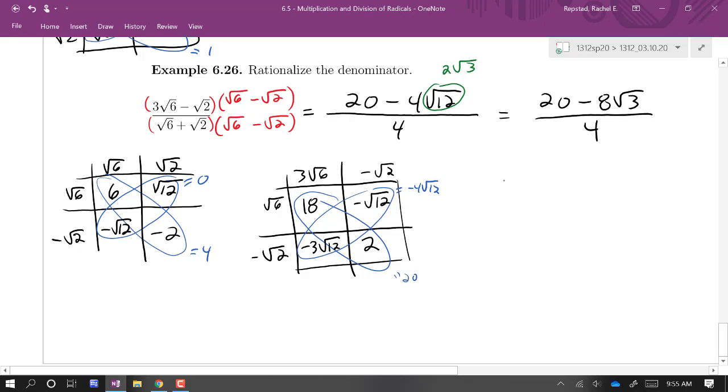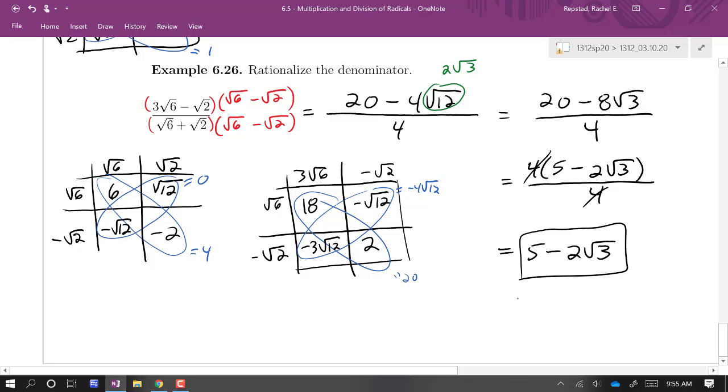Yeah, let's take out a 4 from the top, because we can reduce this. And then we have 5 minus 2 root 3 in parentheses over 4, and then we'll just cancel. So we get 5 minus 2 root 3. These two division problems happen to work out so that our result wasn't a fraction itself. A lot of the times you will still have a fraction, and that's fine, but the goal is that you don't have any radicals in the denominator if you do end up with a fraction, and then you reduce whenever possible.